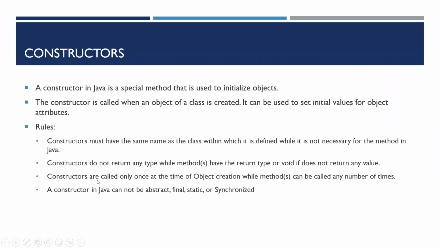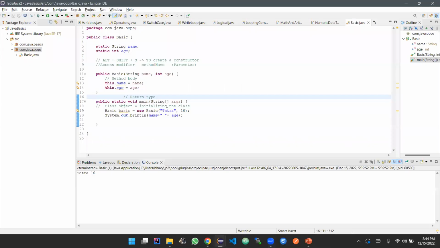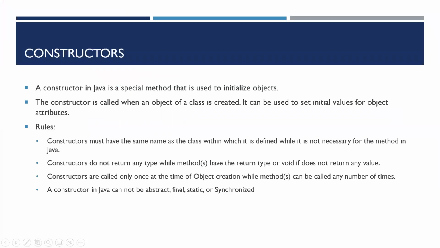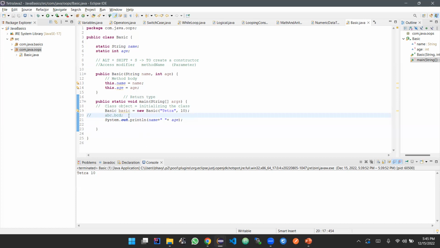And constructors are called only once at the time of object creation, while methods can be called any number of times. So I created an object here, basic, and I called my constructor here. And this is the only place where I'll call my basic constructor. And if I have any other methods, I can call them multiple times. Let's say if I type abc dot some method, take the sum method, I can call this method any number of times, and I can get my output any number of times. But constructor should be called only once at the time of object creation.